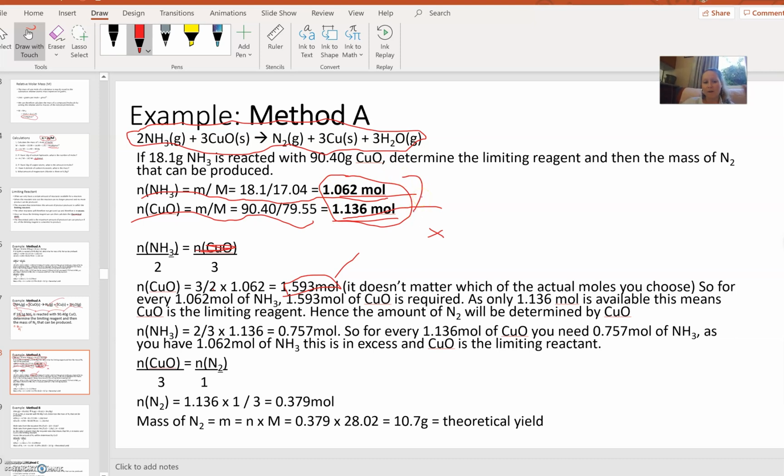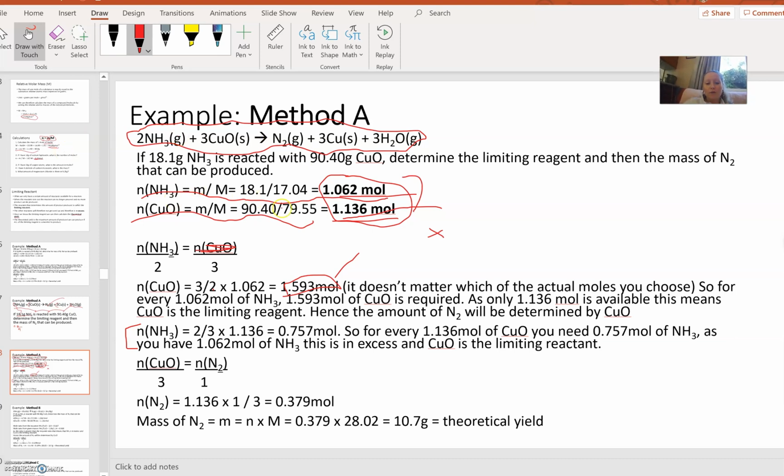We can't change that. What we can do is use the molar ratio from the equation, which we always have to do, to incorporate the fact that for every 3 copper oxides you need 2 ammonias. So I've just arbitrarily chosen to solve for copper oxide, but you could have chosen to solve for ammonia. And I've even done that problem just here, so this is not needed. You only have to do one of these to work out the limiting reagent, but I've done it to show the other way.